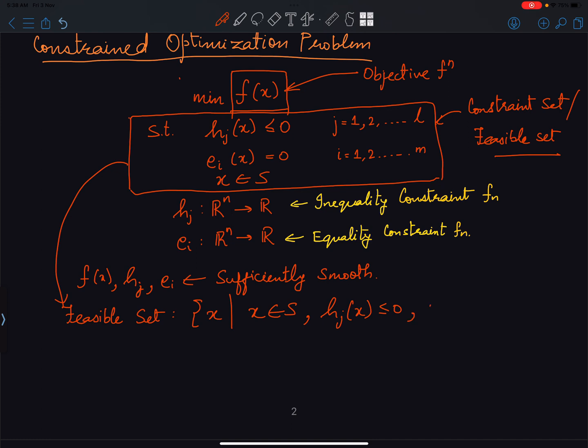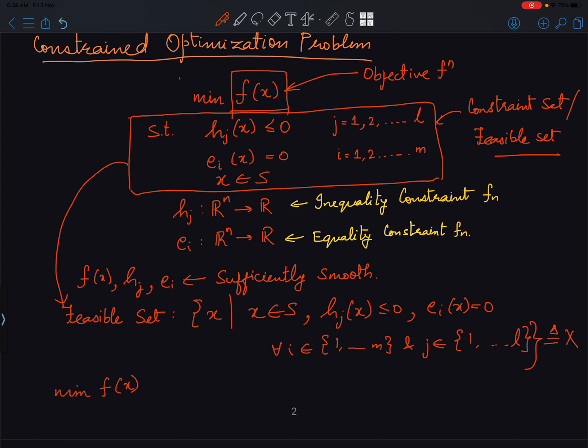and e_i(x) equals 0 for all i belonging to 1 to M and j belonging to 1 to L. We call this set maybe capital X. So the problem basically is we want to minimize f(x) subject to x belongs to the capital X, which is the feasible set.